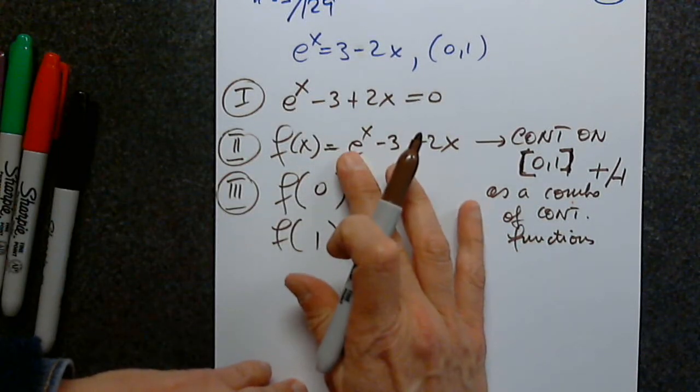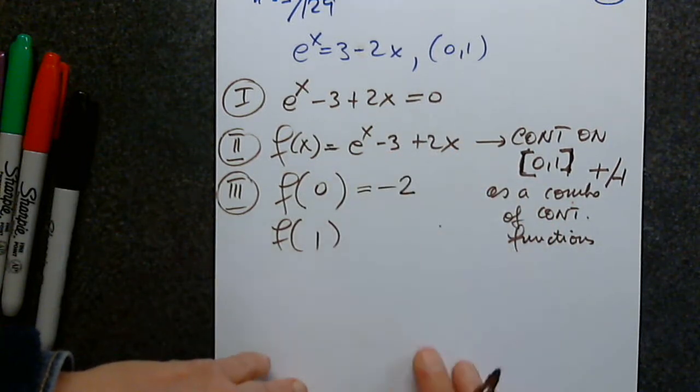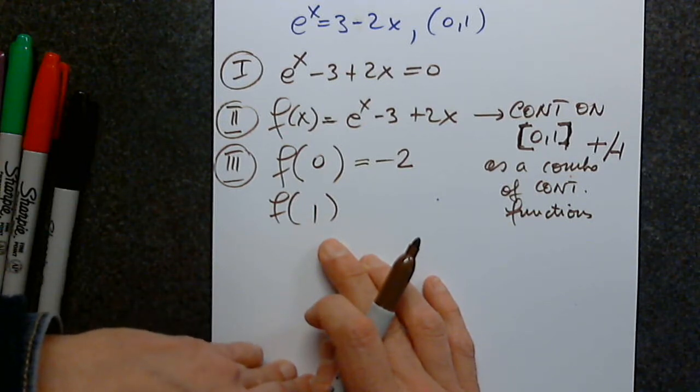Yes, because this is 1, right? E to 0 is 1. 1 minus 3 is negative 2, and this is 0. Very good. And how much is f of 1? I only really care about the sign, not the exact number.